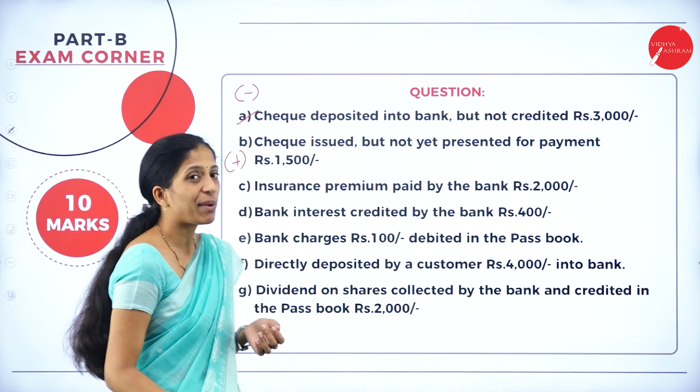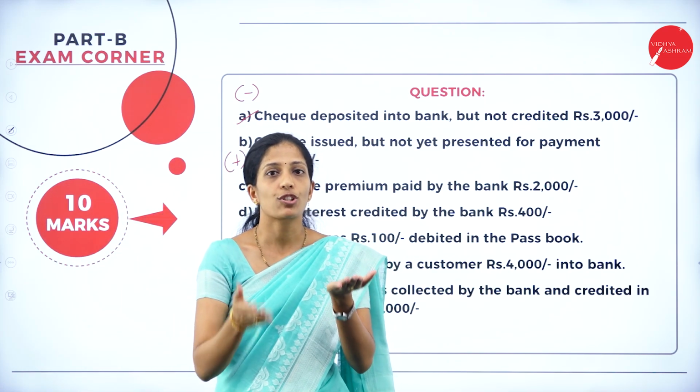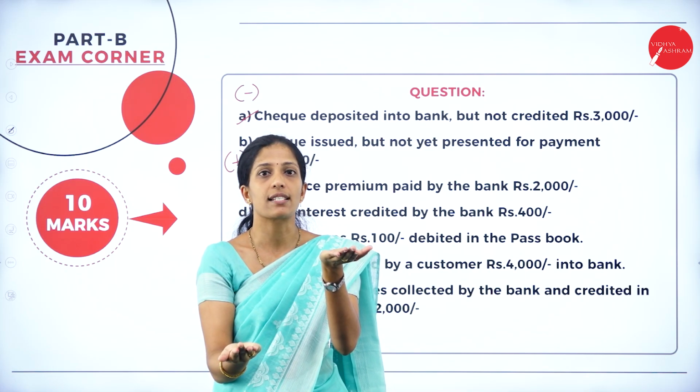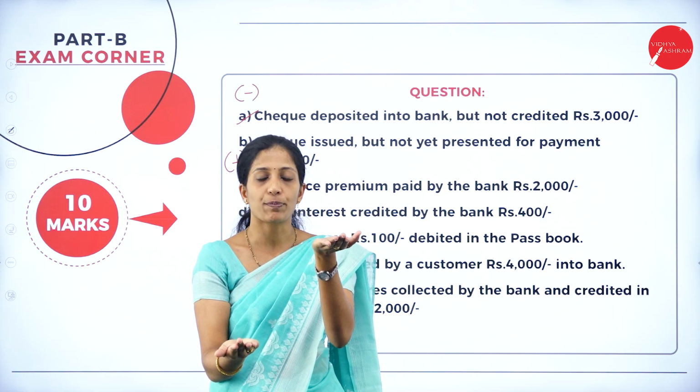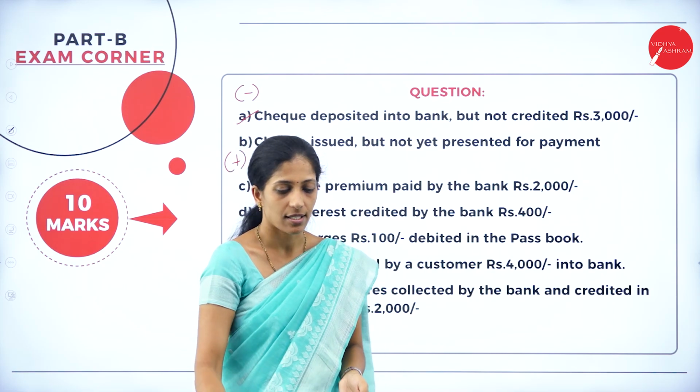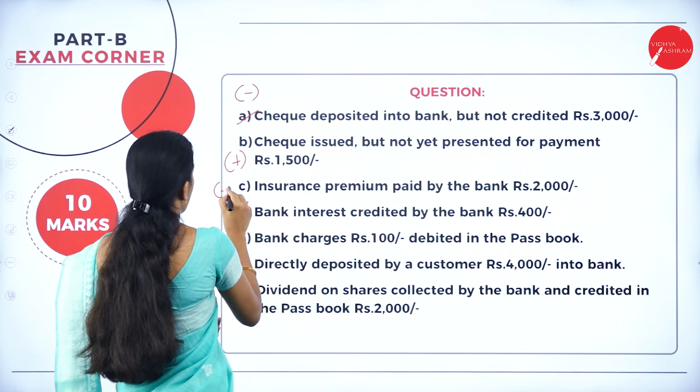Next, insurance premium paid by the bank. So, insurance premium is paid by whom? Bank. That is, passbook decreases. Now, which is my base book? Cash book. So, I have to adjust cash book to passbook. So, what I have to do? Minus. So, the next one is minus.